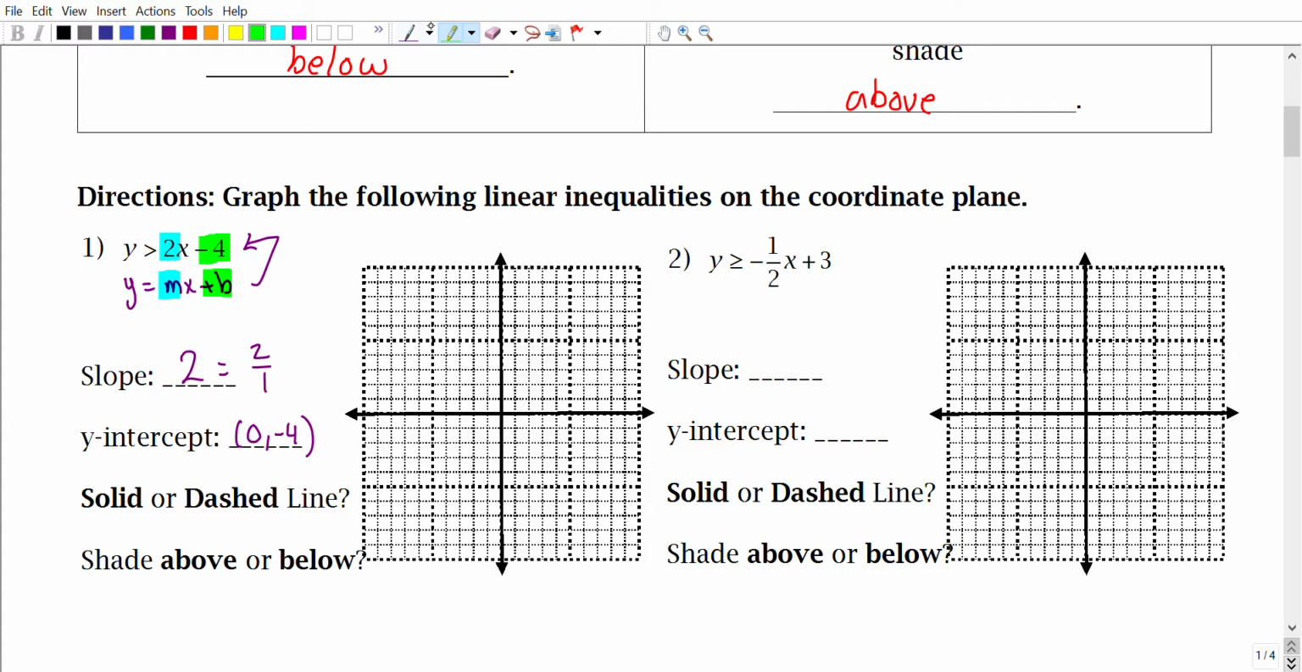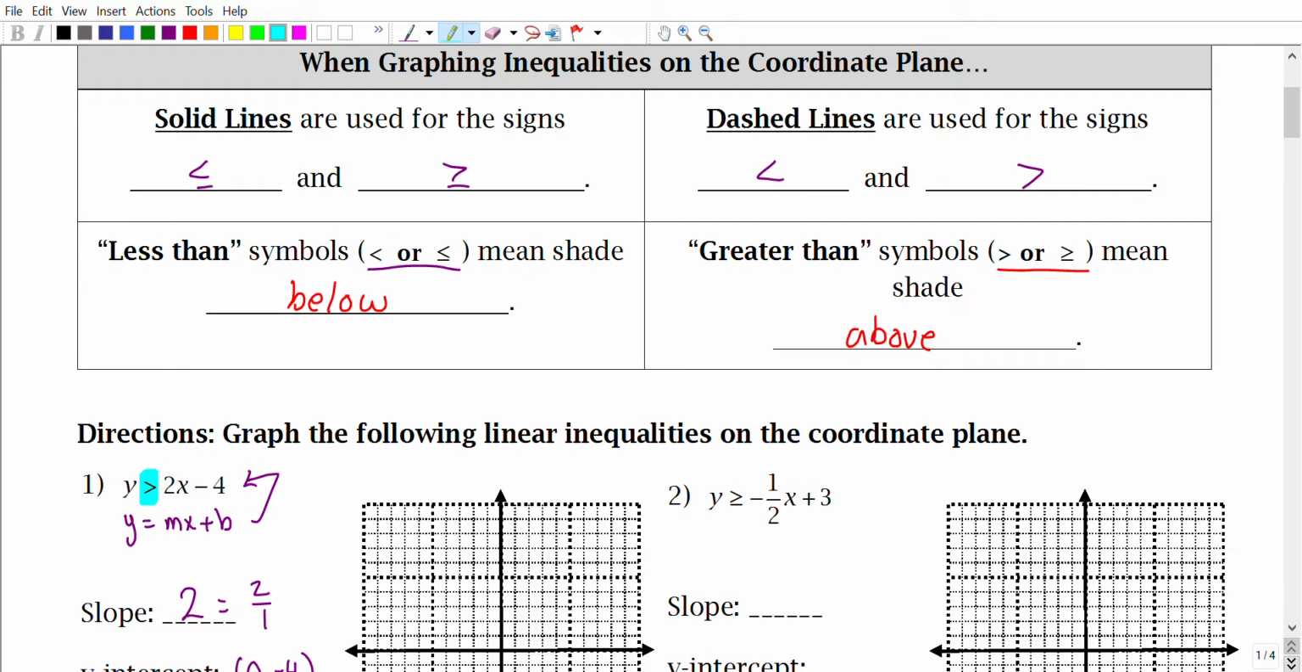Let's continue. Now, it's asking, do we want a solid or a dashed line? Let's see, what's our symbol here? Our symbol here is just a greater than symbol. It's not a greater than or equal to, so we don't need a solid line. We just need a dashed line. So what was I looking at? I was looking at this symbol. If we look up here, where do we see that symbol? Well, it's right there. So it means we have to do a dashed line.